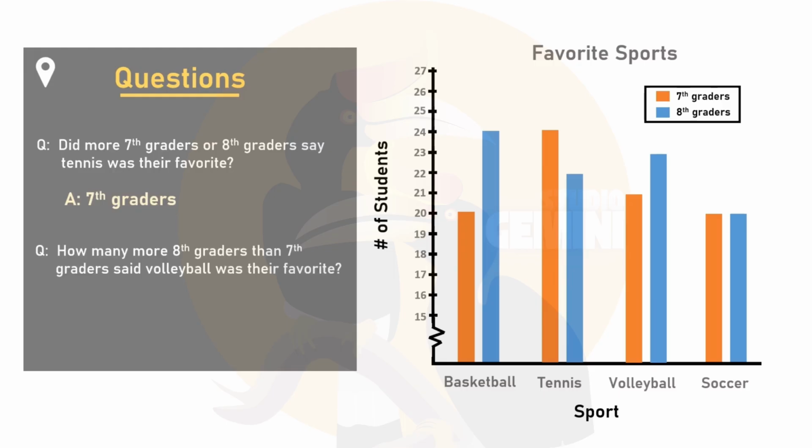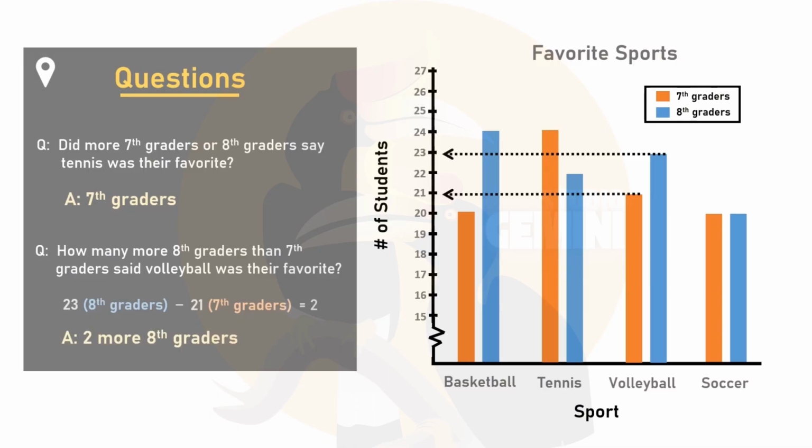Moving on, how many more 8th graders than 7th graders said volleyball was their favorite sport? Well, let's take a look at the bars above volleyball and compare them to the vertical axis. Doing so, we see that 23 8th graders and 21 7th graders said that volleyball was their favorite sport. To find the difference, we'll take 23 minus 21, which gives us 2. So we know there were 2 more 8th graders that said volleyball was their favorite.